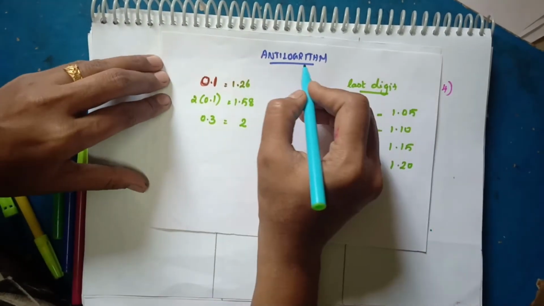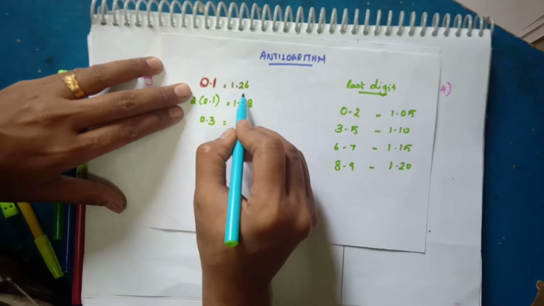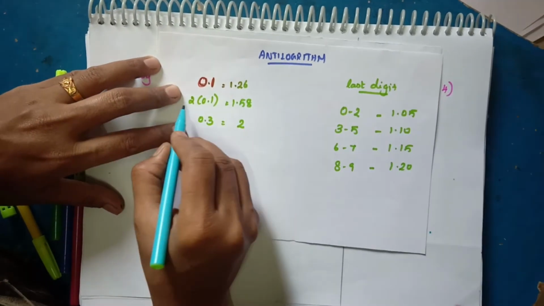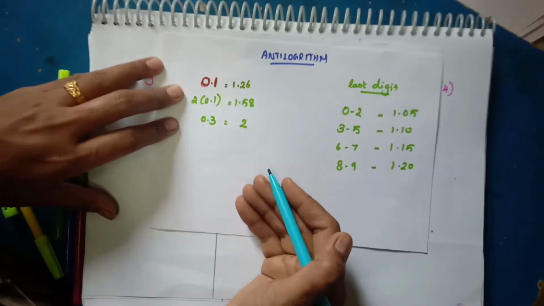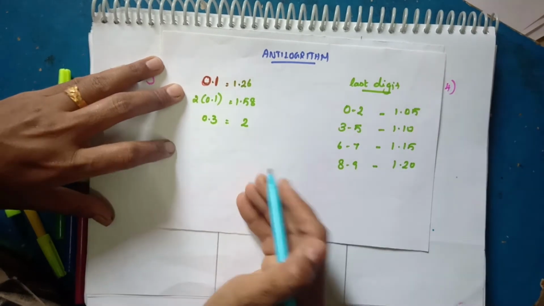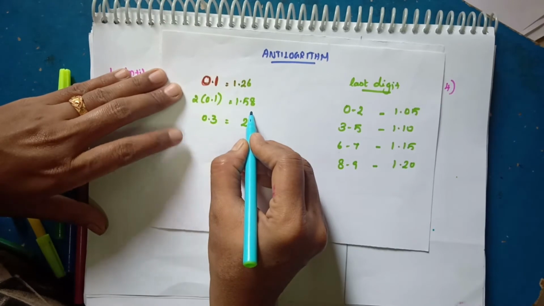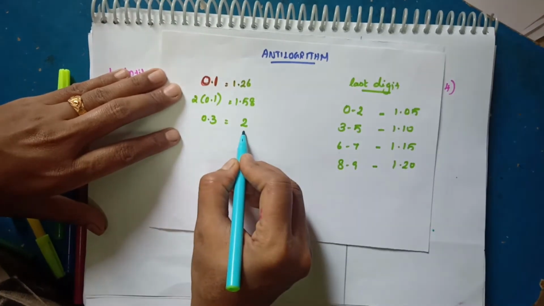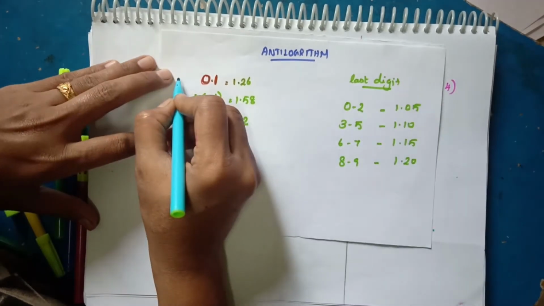See, in the anti-logarithm, if it is 0.1, you have to make it 1.26. Don't get confused about what these values are and where to use them. I will show you some examples, and by seeing the examples you will come to know. See, 2 into 0.1, that is equal to 1.58. If it is 0.3, that is 2. See, it is the antilog of 0.3, that is equal to 2. So everything is log only.